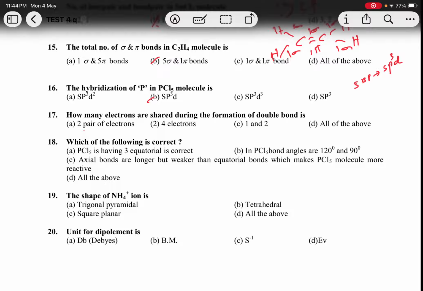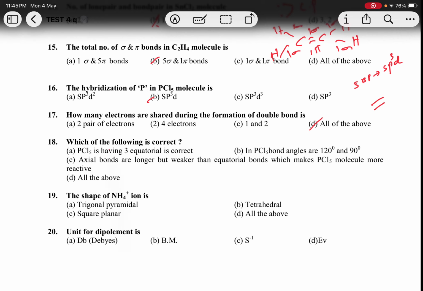Next 17th, how many electrons are shared during the formation of a double bond? Double bond means two bonds. For the formation of one bond, 2 electrons are required. For the formation of a double bond, 4 electrons are required. Given options: A, 2 pairs of electrons, means 4 electrons. B, 4 electrons. C, 1 and 2. D, all the above. 2 pairs of electrons means 4 electrons, so option A and B both are correct. So D, all the above, is the correct one.